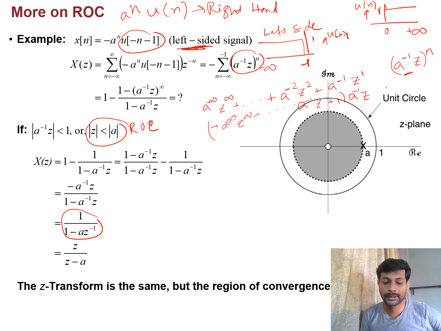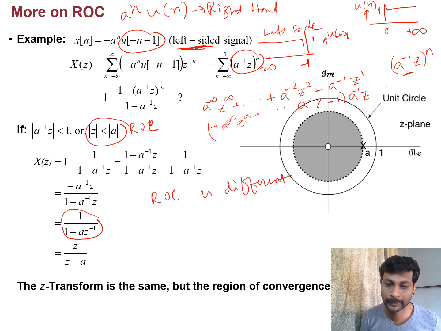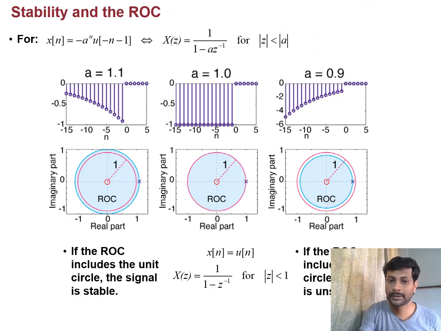As you can see, in the previous example, the z transform was z by z minus a, but in that case mod z was greater than a, but here mod z is less than a. So for left hand sequence as well as right hand sequence, the z transforms are same, but ROC is different. Let us move to the next slide.